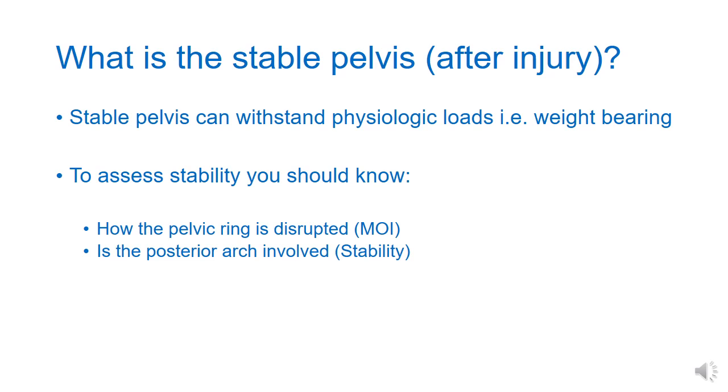So we can define a stable pelvis after injury as a pelvis that does not have significant injury to the bone and the ligaments and can withstand physiological loads. So the patient can walk after the injury without harm. To assess the stability of the pelvis after injury, we should know how the pelvic ring is actually disrupted and whether the posterior arch is involved or not.